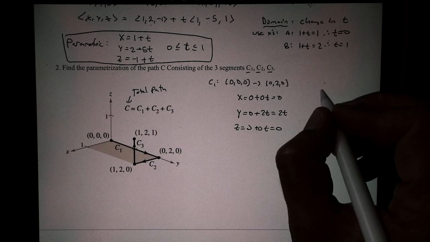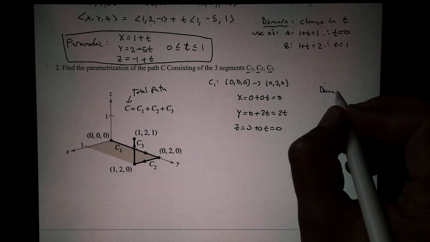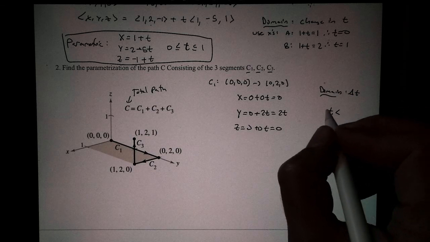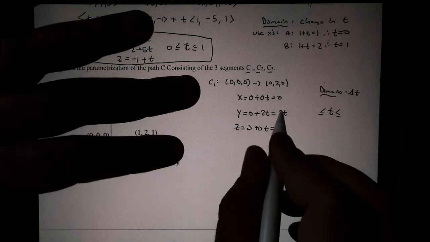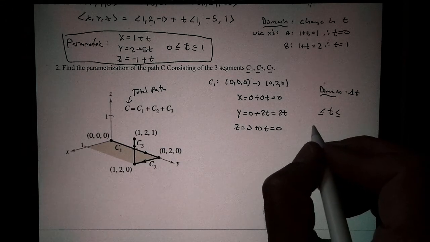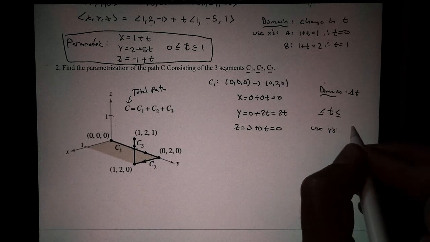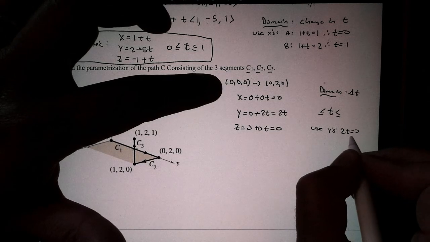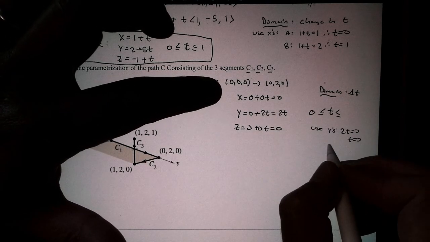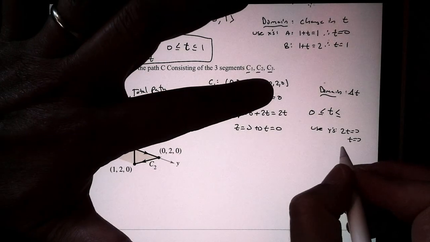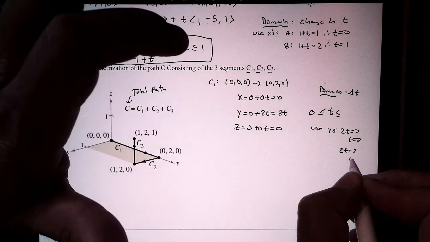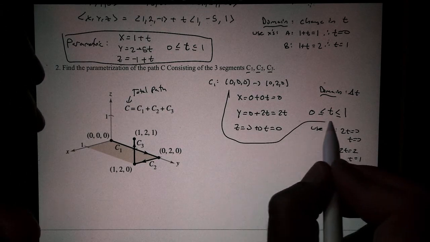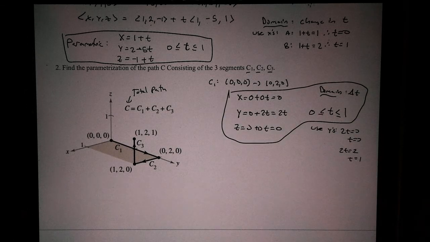Now I do need to find my domain, which is my change in t. So t is going to go from, now again, I have to pick a variable. The only one with the t this time is y, so I'm going to use my y's. For my y's, my starting point was 0, so 2t would be 0. So that's easy. T is 0. My endpoint y is 2, so we go 2t equals 2. T equals 1. That's what we're looking for: 0 to 1. And so here's our parametric equation for C1.